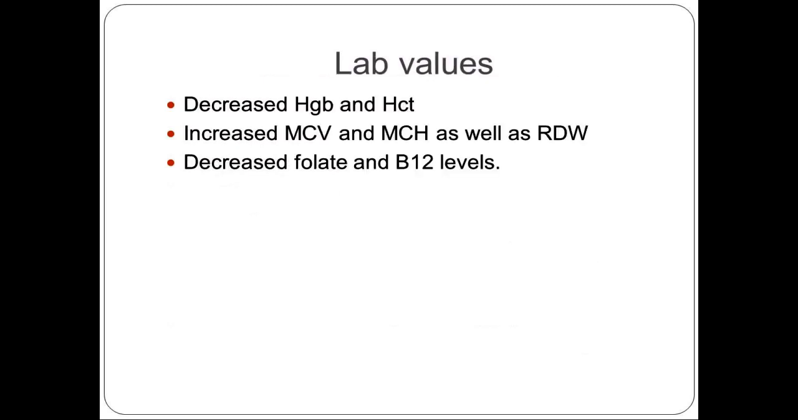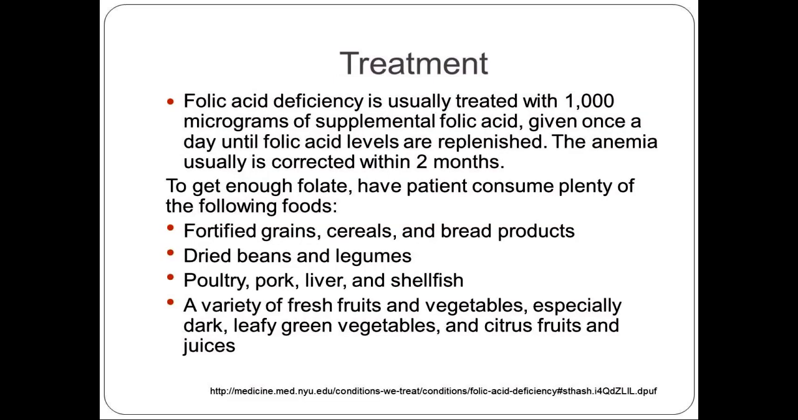These are the levels that you'll most likely see in a patient with folic acid deficiency. And the treatment is usually 1,000 micrograms of folic acid. You give it once a day. Usually it corrects the anemia in 2 months.